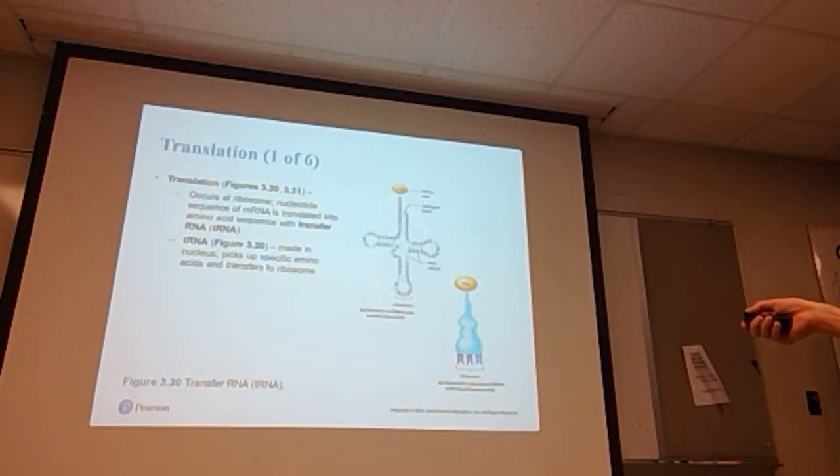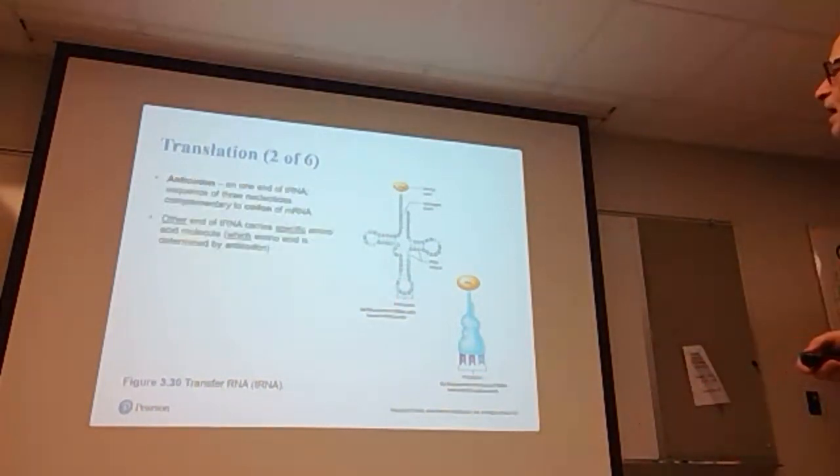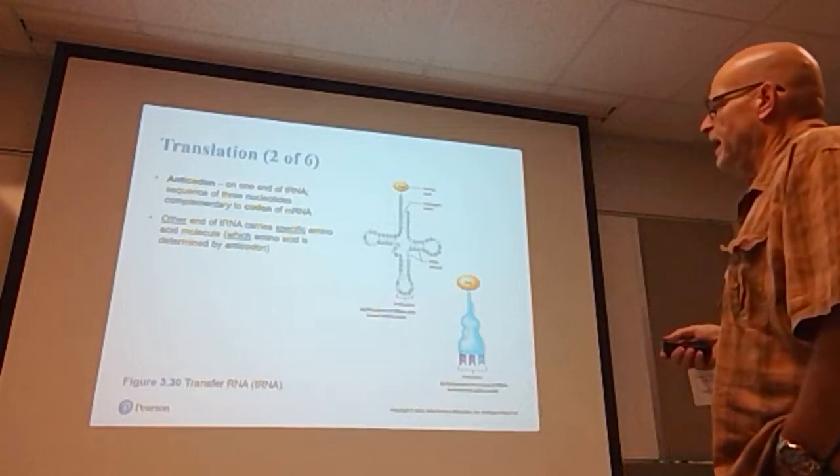It has C's, A's, G's, and U's. It kind of looks like a key, which is the way I always learned to keep it in mind. There's the amino acid. Here's the anticodon. The amino acid attaches on this end of the key. The anticodon is where it's going to attach to the messenger RNA. The anticodon is on the other end, down here. It's a sequence of 3 nucleotides, which are the complements to the codons of the messenger RNA.